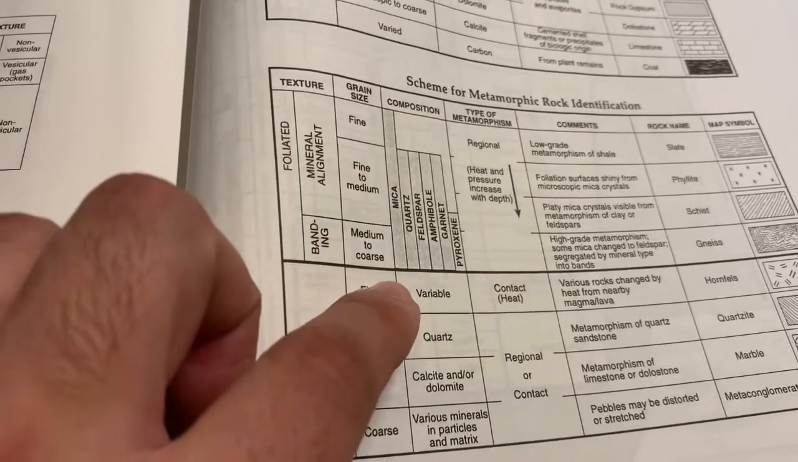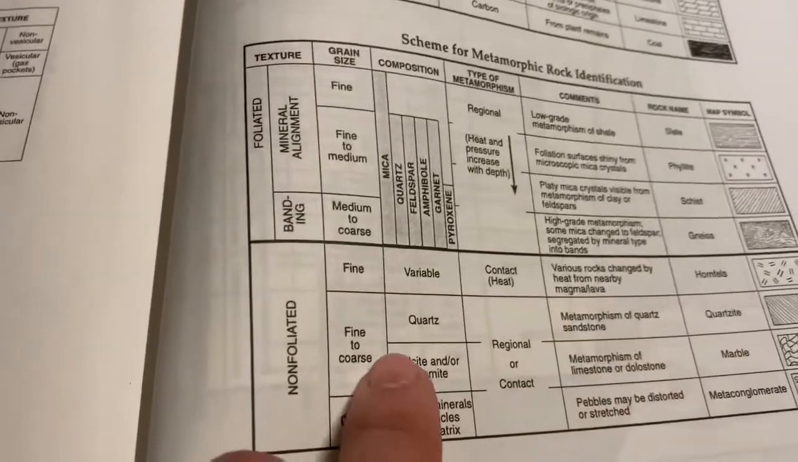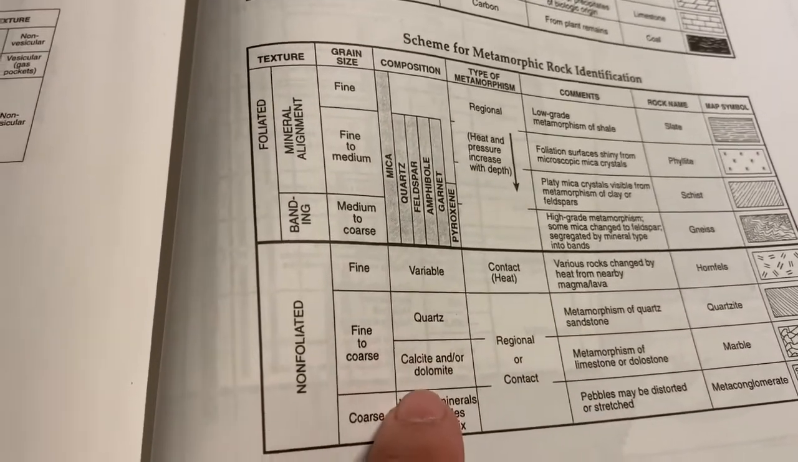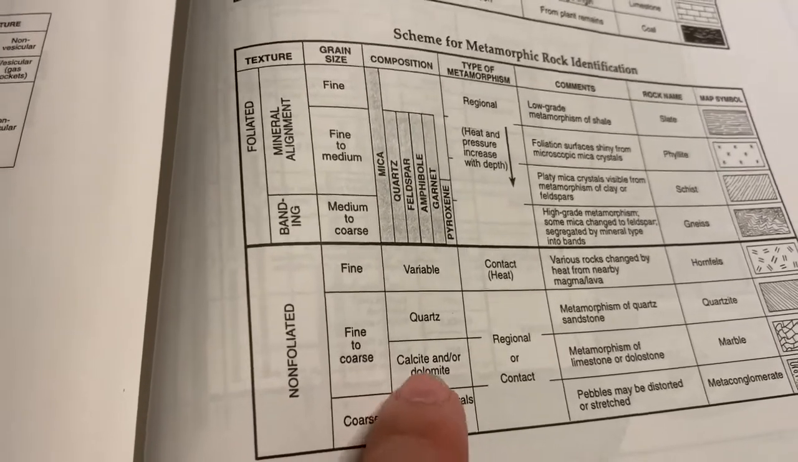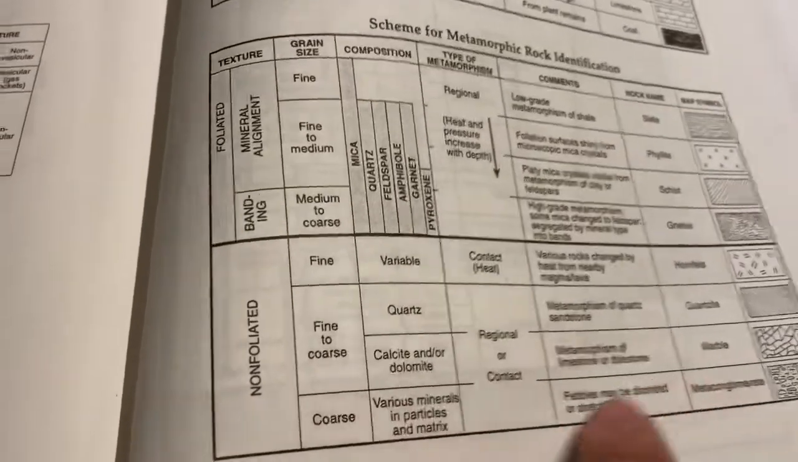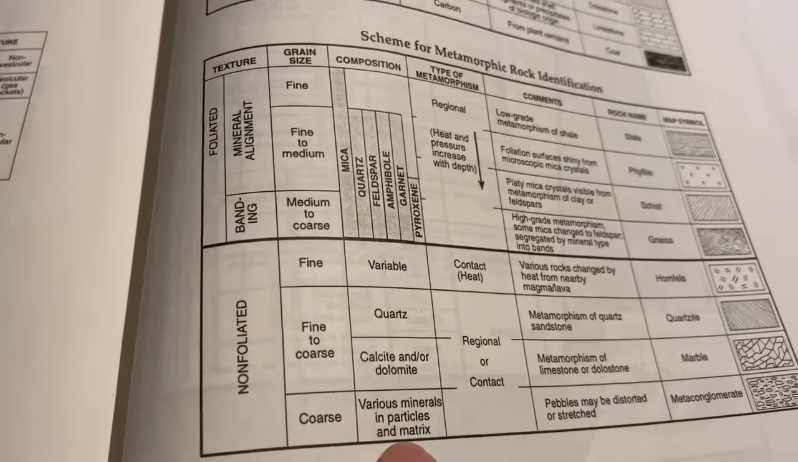The composition is variable for this one. This one is almost exclusively quartz. This one is made out of calcite and dolomite. And this is various minerals again in particles and matrix.